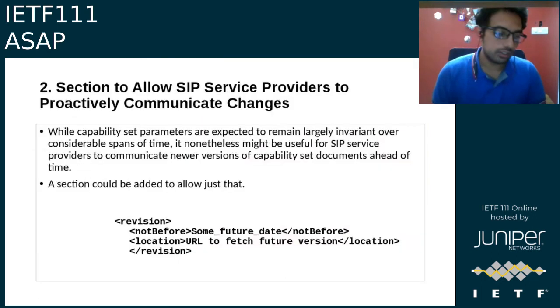Right. The next one is to have a section that allows service providers to communicate any changes that they undergo in their networks, right? While this is a rare occurrence, it can happen. And if it does happen, how does the service provider inform the enterprise about this? So this can be done using the help of a revision section in the document where the service provider provides a location for the new capability set, as well as when that change is going to become active.